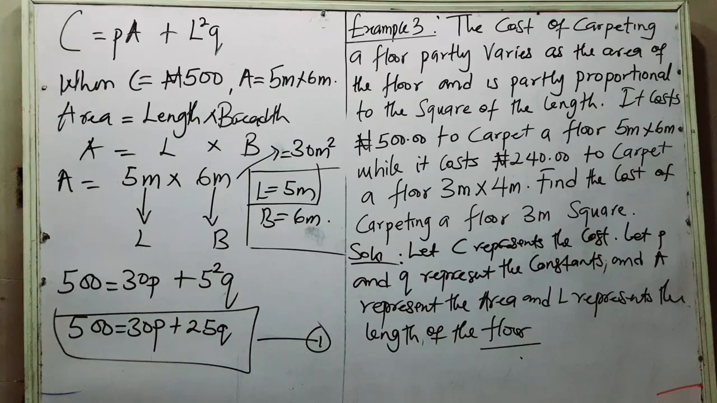So from the given data, we are able to get the values of A and the values of L. And by the time we input them, we have 500 is equal to 30p plus 5 squared Q, which is 500 is equal to 30p plus 25Q. This is our first equation.